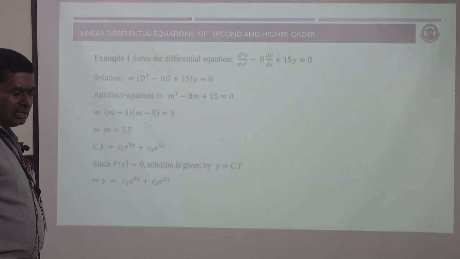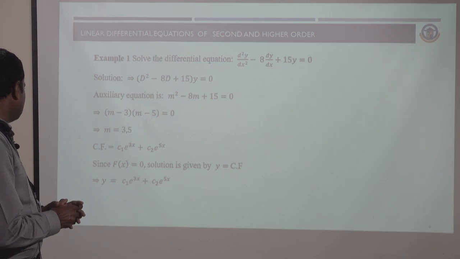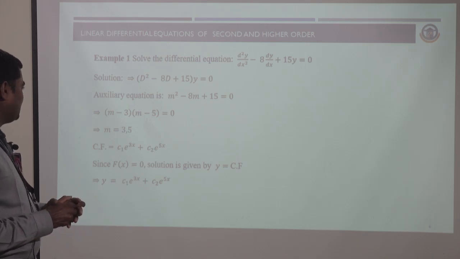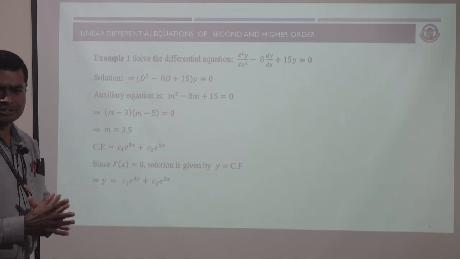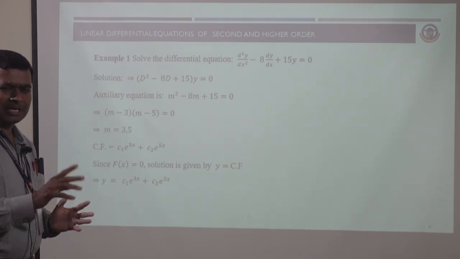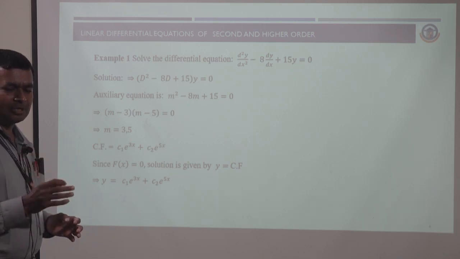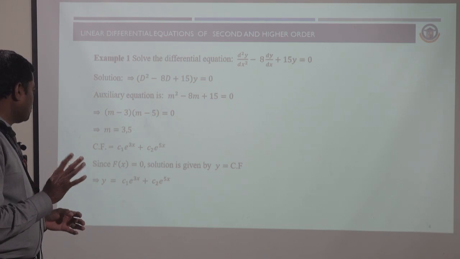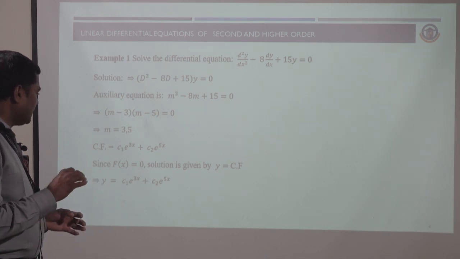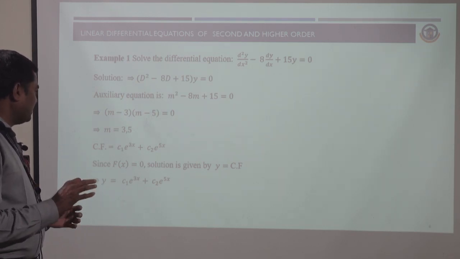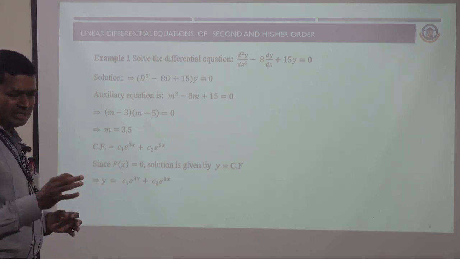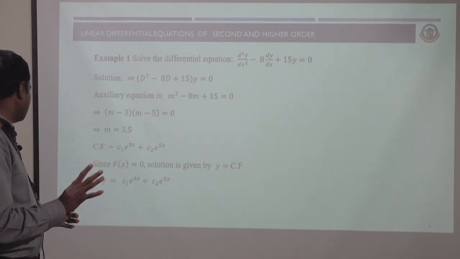We can solve a simple problem: solve the differential equation d²y/dx² minus 8 dy/dx plus 15y equals 0. In this problem the right-hand side is 0, so our solution is only the complementary function. There is no need to find the particular integral, and no need to look at the right-hand side. Only the complementary function is our solution.